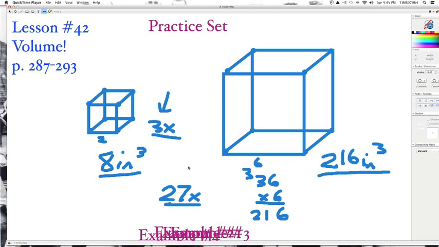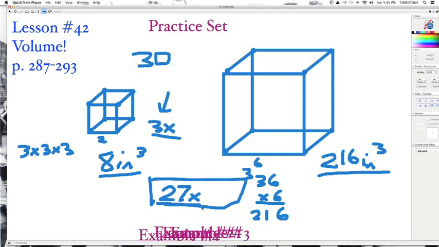So why is that? And that's because we're operating in 3 dimensions. Since we're operating in 3 dimensions, we have to take a scale factor of 3 times a scale factor of 3 times a scale factor of 3. 3 times 3 is 9 times 3 is 27. That's how we come up with something 27 times bigger.